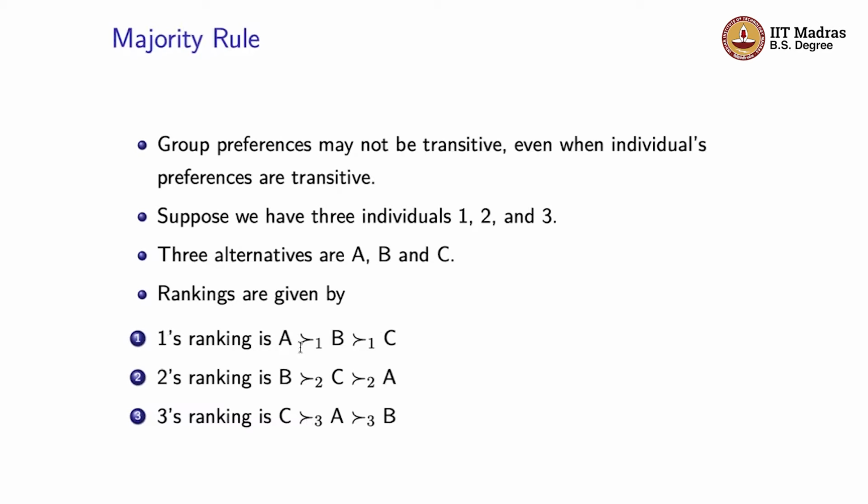So you have got three individuals. These are each of their individual rankings, right? Now, what we are going to do is follow the procedure that we discussed. We are going to do pair by pair voting, and then we are going to see what group preference emerges from this, right?